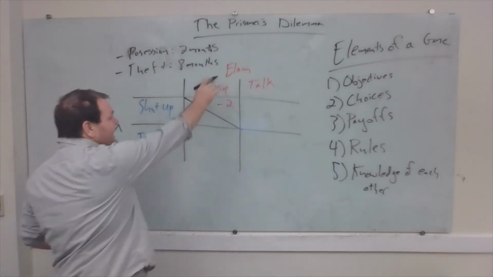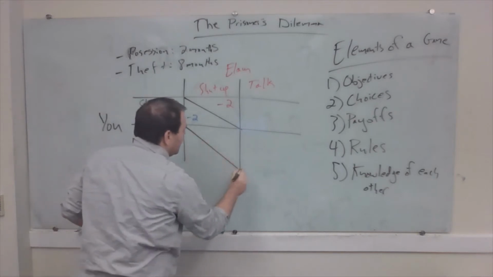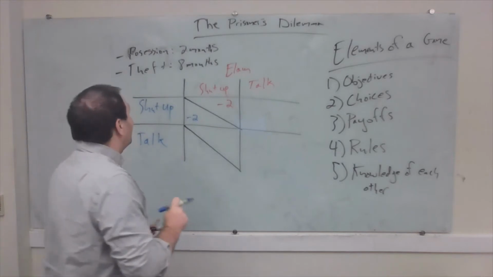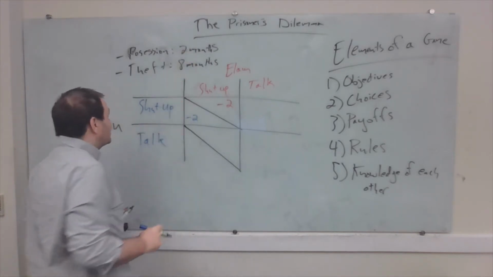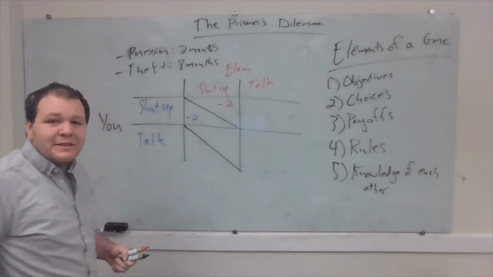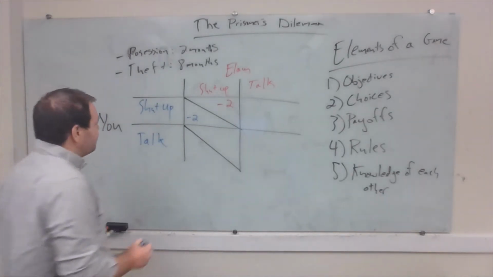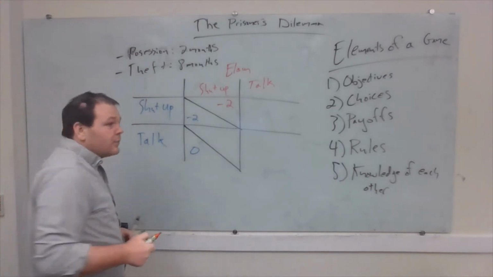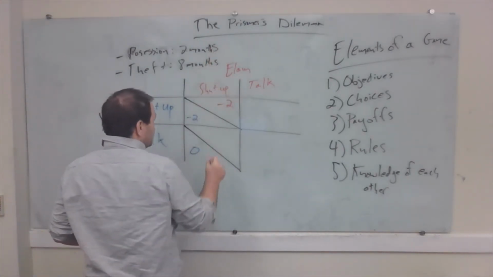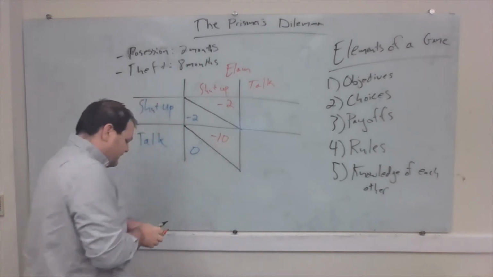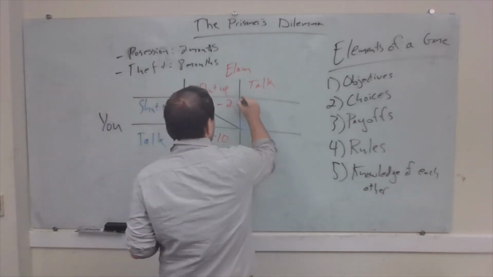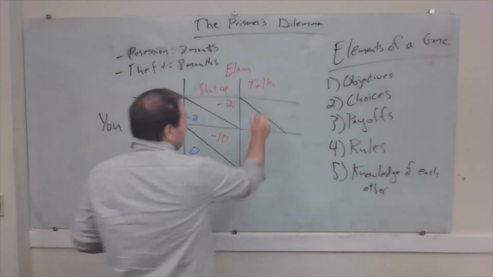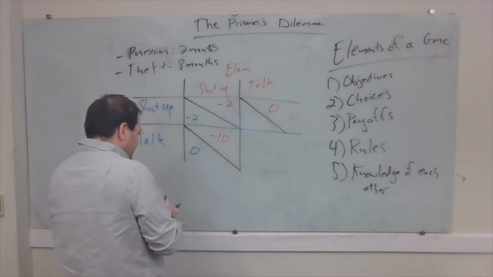How about if President Elam's quiet and you decide to talk, you decide to confess? Well, then you're not going to get any time at all, right? Because you'll get off on the possession charges and they won't have any evidence for you on the theft charges, right? You'll say that Elam did it. So you'll get a payoff of 0. But poor President Elam, right, he's going to get stuck with possession and theft charges. So he's going to have a payoff of -10. Same thing if President Elam talks, right, and you're quiet. He's not going to get any charges at all, whereas you're going to be stuck serving 10 months.